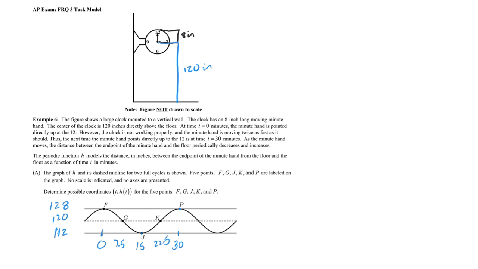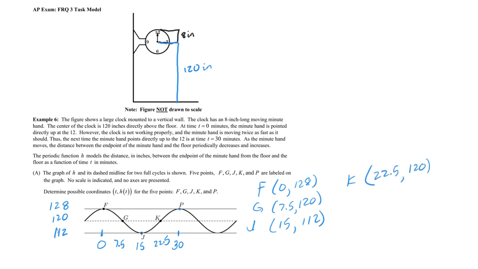And now we can label our points. So F would be 0, 128. G would be 7.5, 120. J would be, what is that, 15, 112. K, back to, let's see, 22.5, back to the center line, 120. And last but not least, P is 30, 128. Okay?